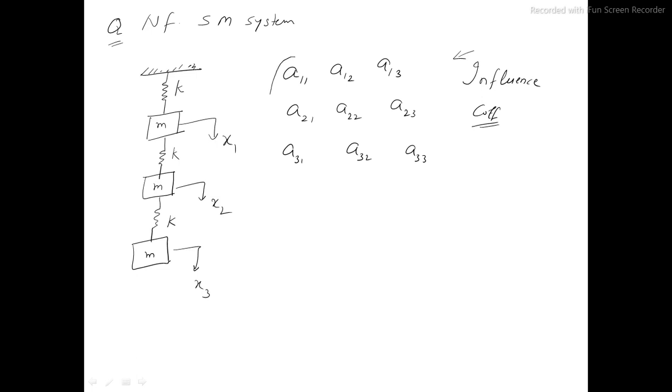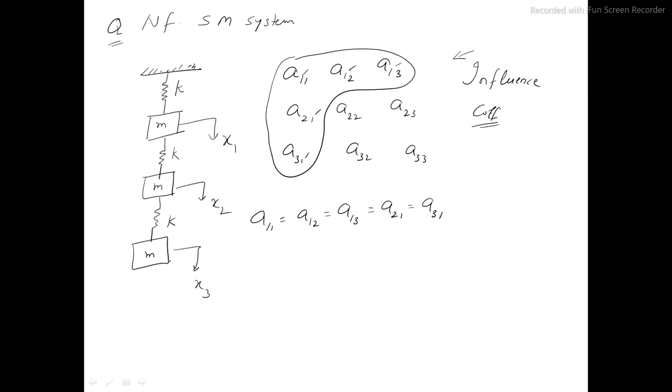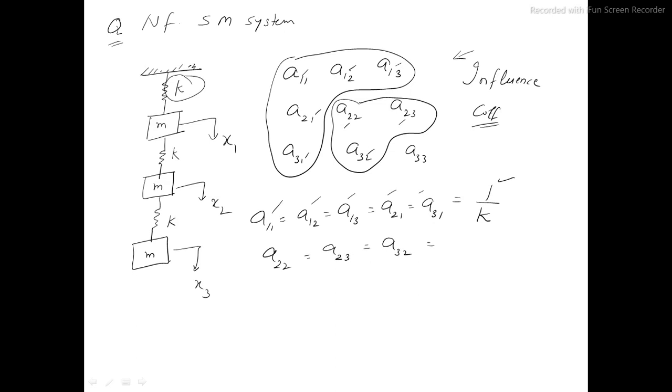You will take all the influence coefficients in which you see 1, like a11, a12, a13, a21, a31, and equate them. Since it is a spring mass system, you will write it as the inverse or reciprocal of k, and this is the value of all these influence coefficients. Now we are left with a22, a23, and a32. We equate them, and calculate it as 1 by k plus 1 by k, meaning 1 by k of this and 1 by k of this, so it will be 2 by k.